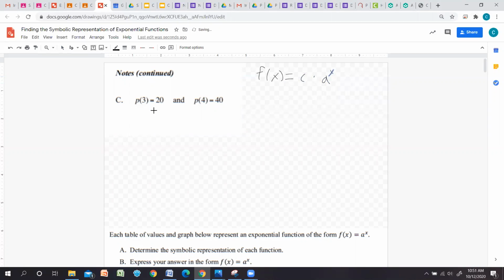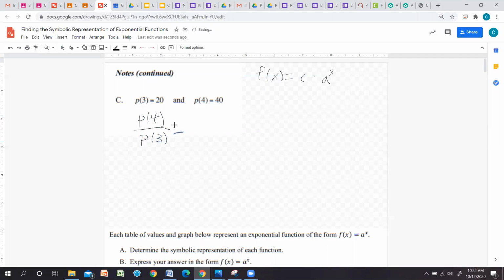So you look here, in this example, they give us 2 values. P of 3 equals 20, P of 4 equals 40. So when the input is 3, the output is 20. When the input is 4, the output is 40. First, let's find our constant ratio. How we do it is, P of 4 divided by P of 3 will give us our constant ratio.